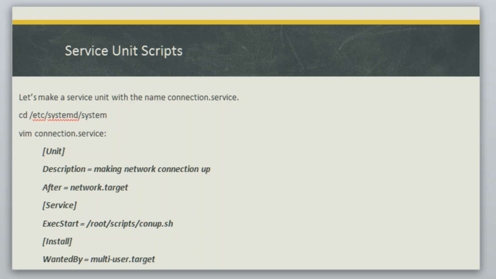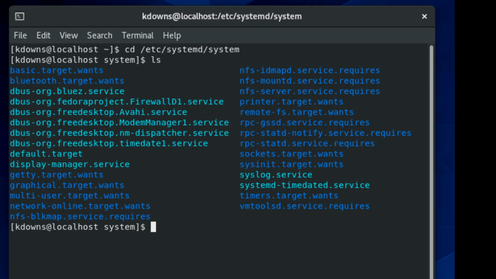And in that file we're going to do Unit, okay, to give it a heading, and then we're going to make the Description equal to making network connection up. And then After is going to equal network.target, okay. Then we're going to make another section called Service. We're going to do ExecStart equals /root/scripts/conup.sh, okay. Then we're going to do Install, WantedBy equals multi-user.target. Alright. Let's go back to our VirtualBox here. You guys can follow along with me here when we're doing all this.